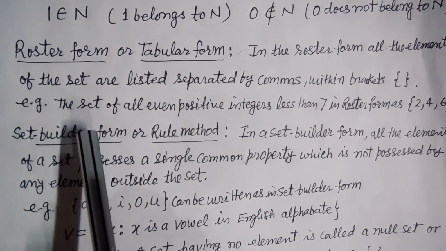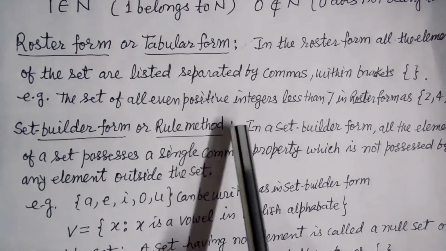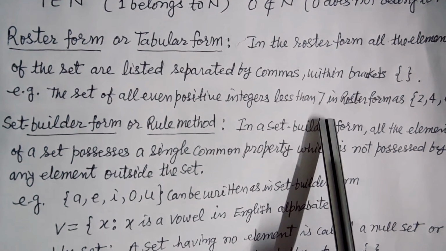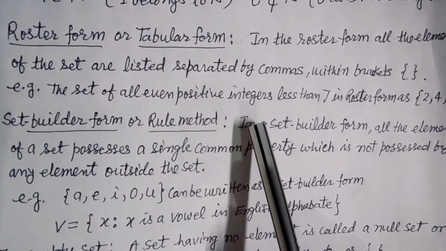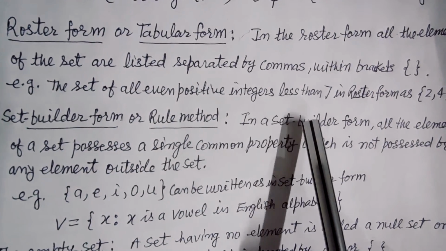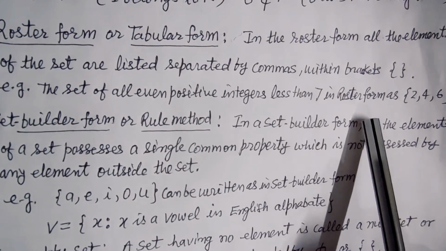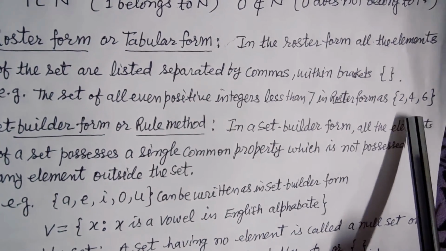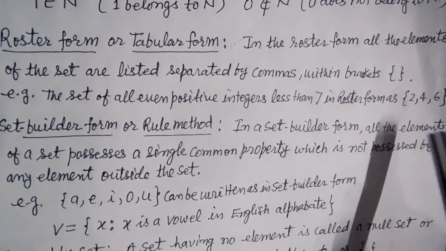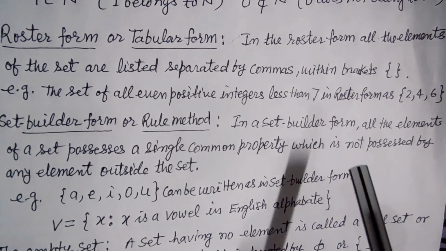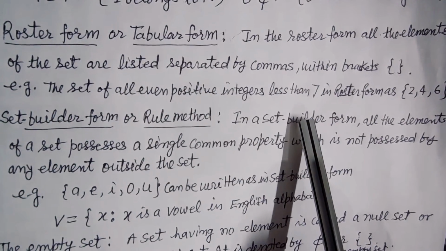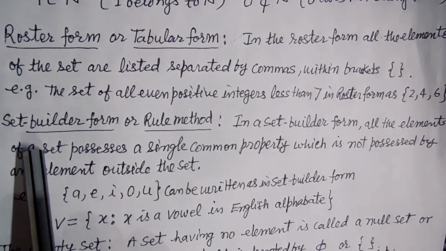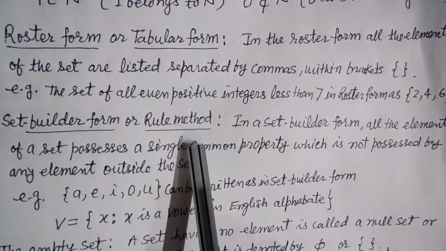For example, the set of all even positive integers less than 7. So we consider here all even positive integers less than 7. In roster form, in curly bracket: 2, 4, 6. We do not take 8 here because we want less than 7. Clear?